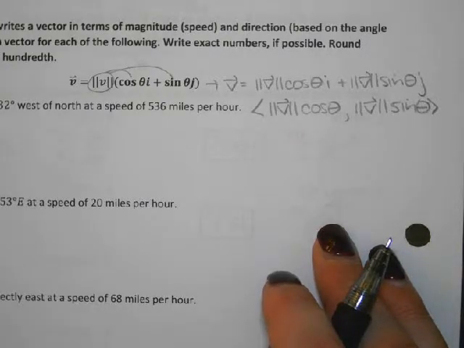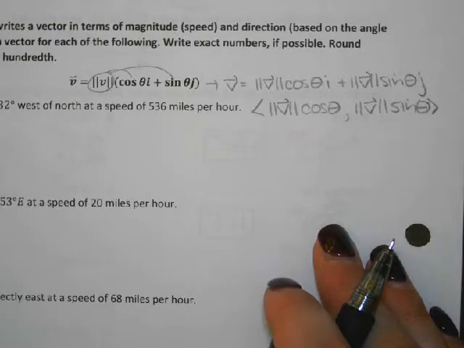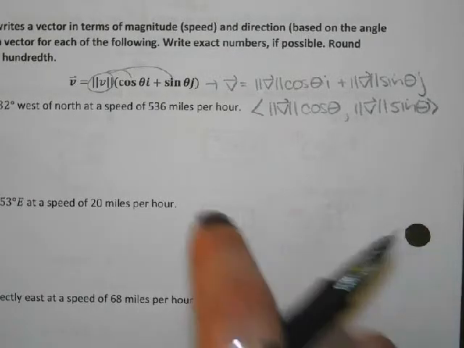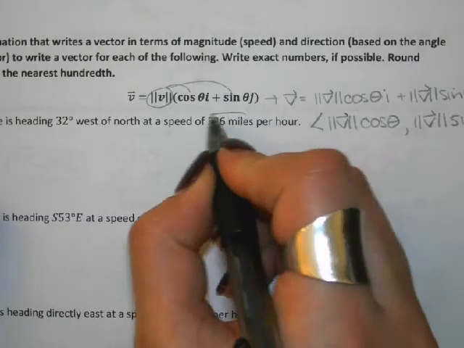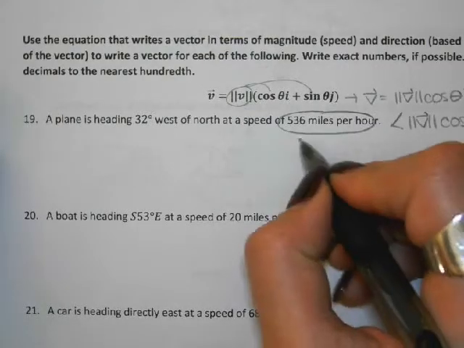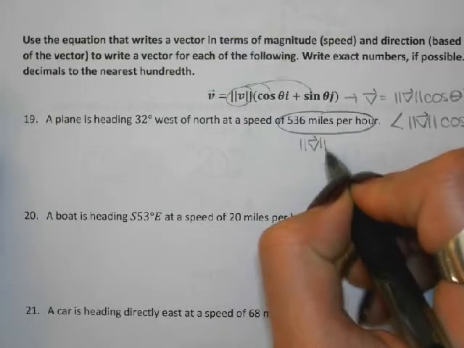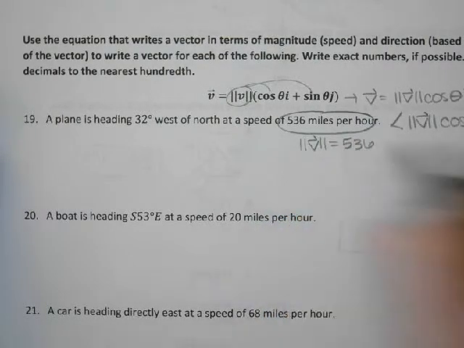So for us in pre-calc, we mostly talk about story problems that have something with speed to it, like a ball flying through the air or an airplane flying through the air or whatever. And so for us, when we do these types of word problems, we're going to look for a speed in there. So if you look at number 19, the magnitude of the vector is just going to be whatever speed they gave you. So for 19, the speed is 536.